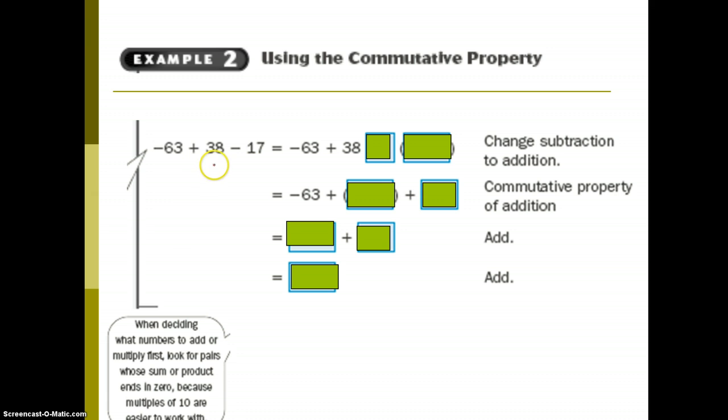Here's another example. Negative 63 plus 38 minus 17. Two sides to this problem. First of all, let's change our subtractions to adding the opposite. Remember, you never want to see subtraction anymore unless you're actually subtracting two numbers. You want to change all your subtractions to adding the opposite. Let's look at the end of these numbers. 3, 8, and 7.